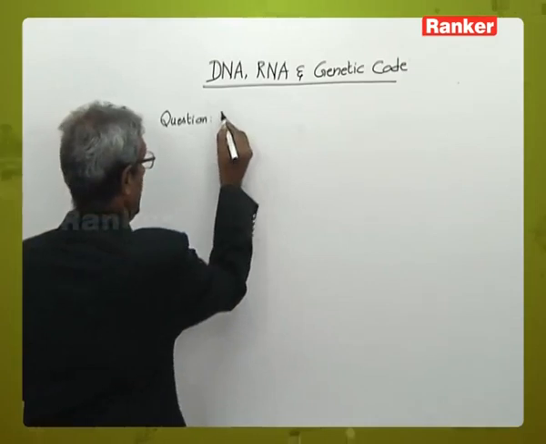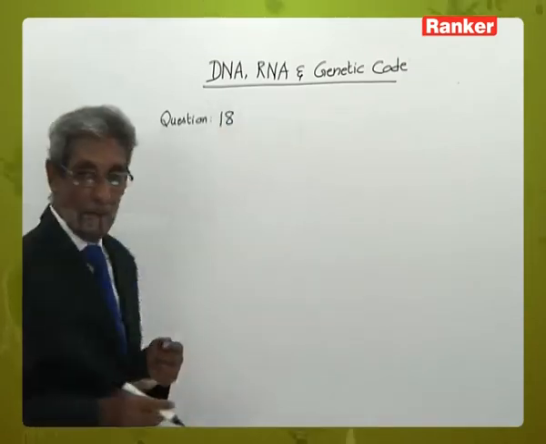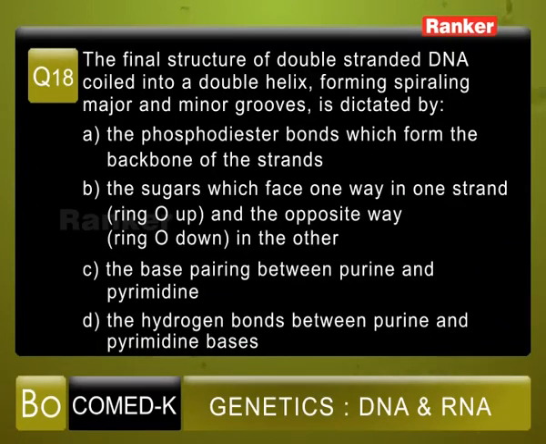Now we go to question number 18. In question number 18, it's asked: the final structure of the double-stranded DNA coiled into a double helix, forming spiraling major and minor grooves, is dictated by what? Choice A is the phosphodiester bonds which form between the backbone of the strands. B is the sugars which face one way in one strand, that is ring O up, and the opposite way, ring O down, in the other. C is the base pairing between purines and pyrimidines, and D is the hydrogen bonds between purines and pyrimidine bases.